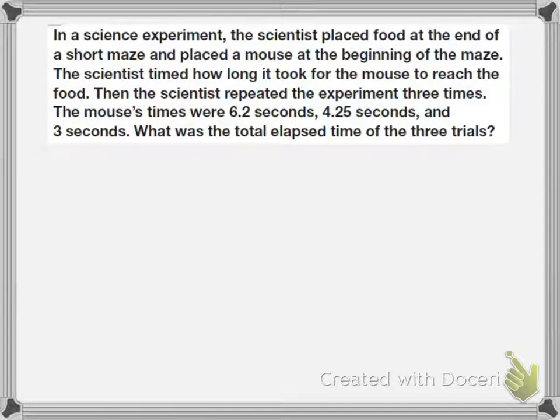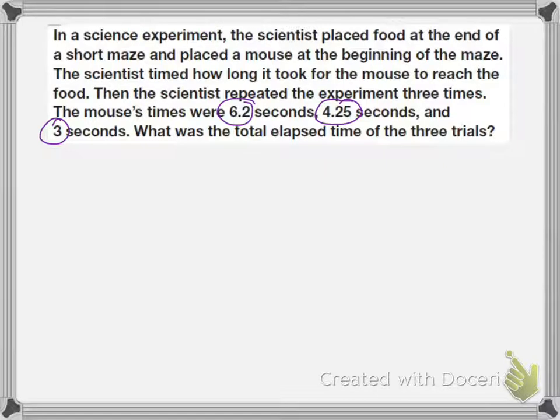To find the total time, I'm going to have to add these amounts. When we add, we need to make sure that the digits are in the same place value. They have to be lined up. To do this, we're going to line up decimal points. So first I'm going to find the 3 times. I've got 6.2, 4.25, and 3.